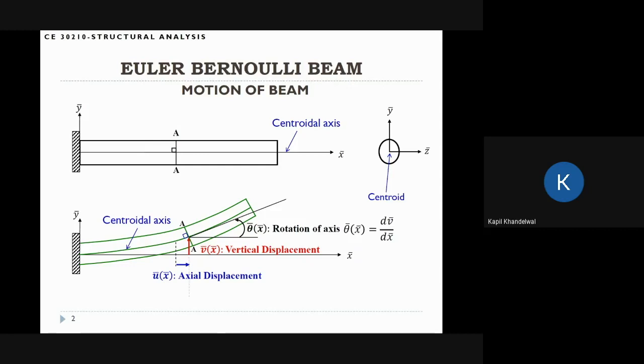These are the basic assumptions in the Euler-Bernoulli beam theory, and I'm pretty sure that you have learned these things in other classes. So now we want to move forward and talk about how we can write the equilibrium condition for the beam.